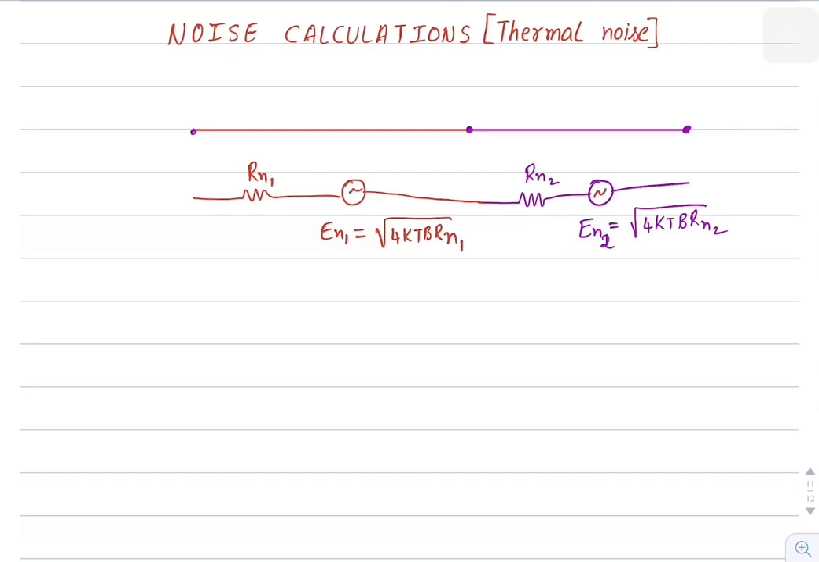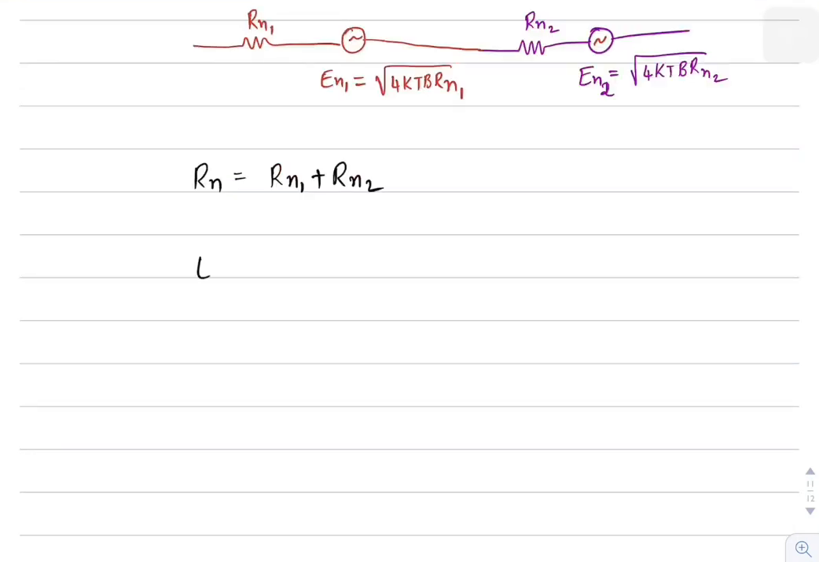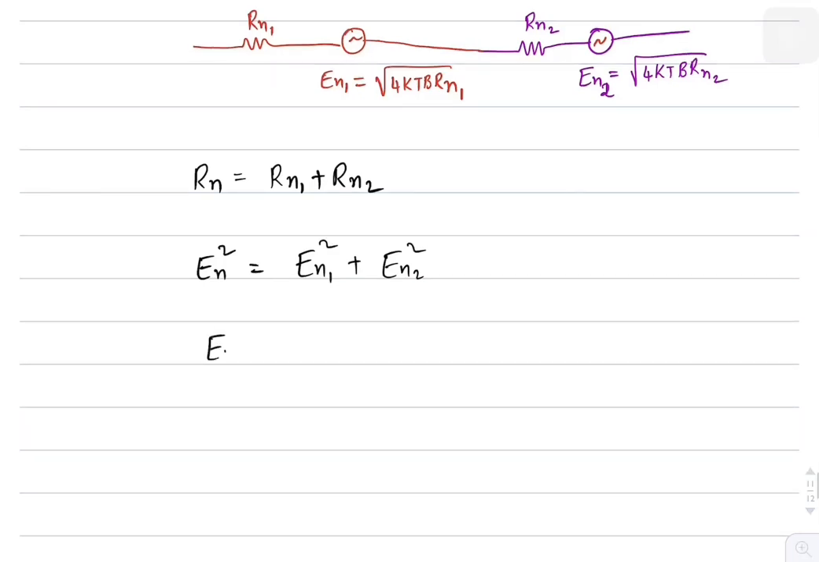If these two conductors are connected in series, what is the resultant noise resistance and what is the resultant noise voltage? You can observe here, since both are in series in the circuit, I can write Rn resultant equal to Rn1 plus Rn2. This is the resultant noise resistance of these two conductors. Similarly, the resultant mean square value En square equals En1 square plus En2 square. Therefore, En equals root over En1 square plus En2 square.